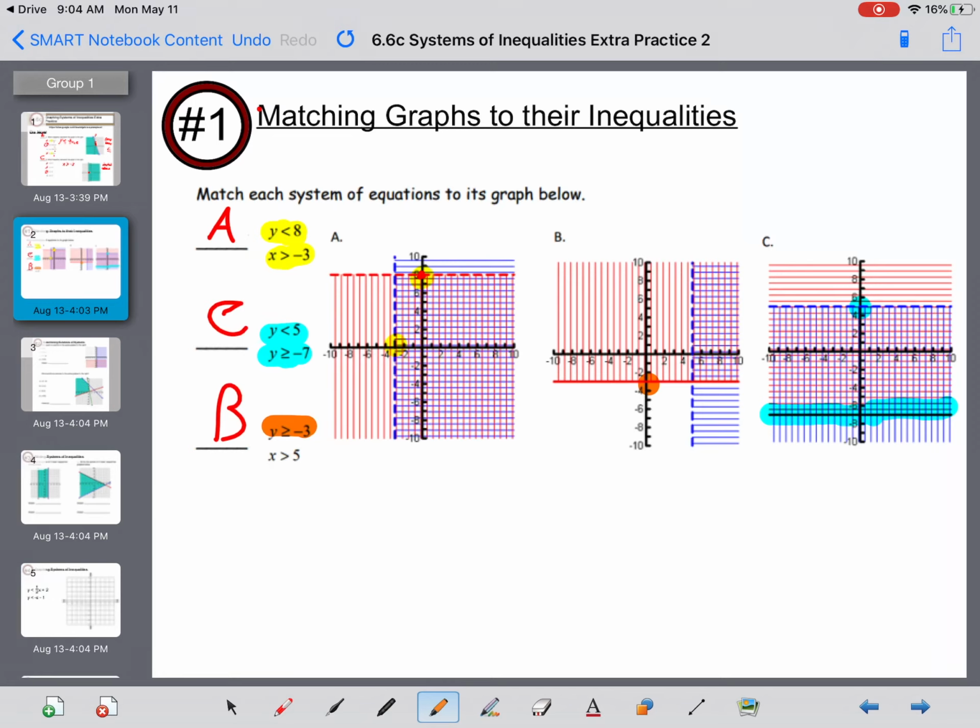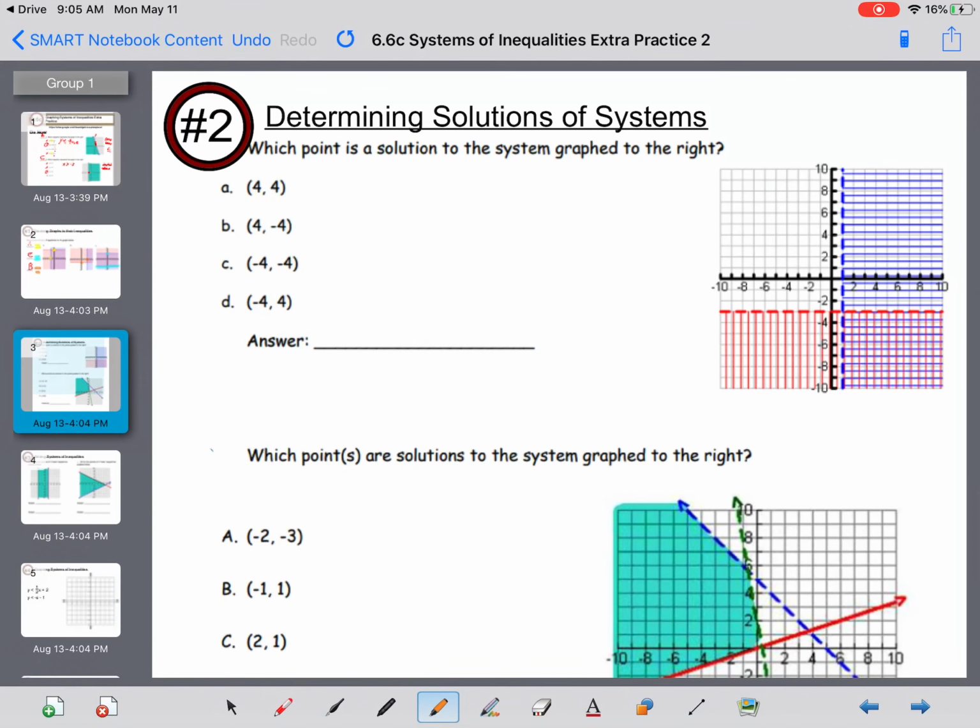But we'll just double check it anyway. We have y is greater than or equal to negative 3. And there it is. Negative 3 shaded above, solid line. And x is greater than 5. Well, here's x is 5. There's a dashed line going through it vertically and shading to the right. So that matches up with option B.